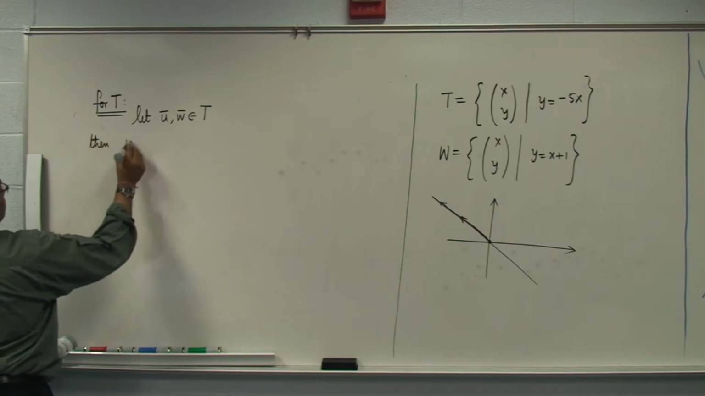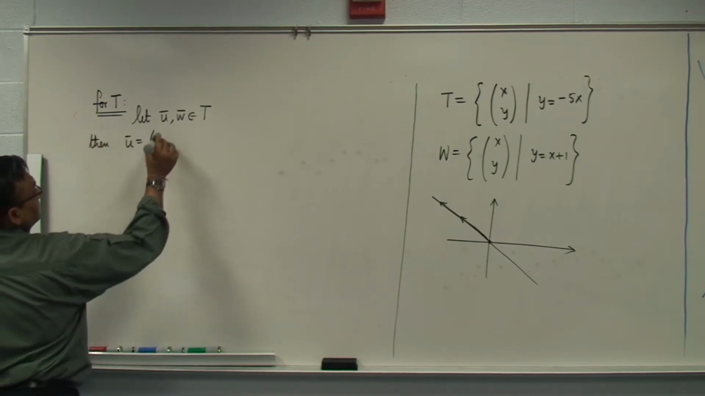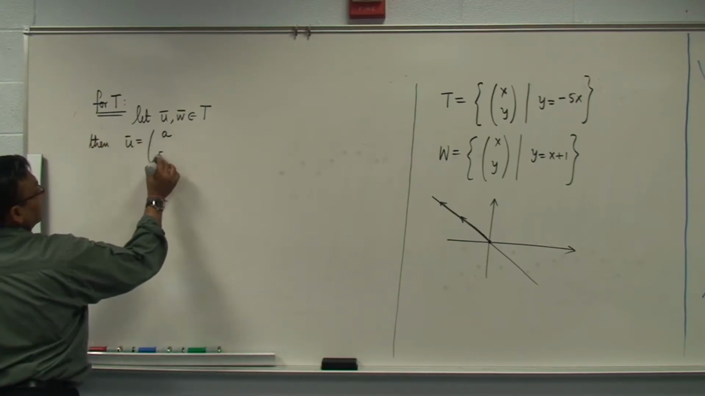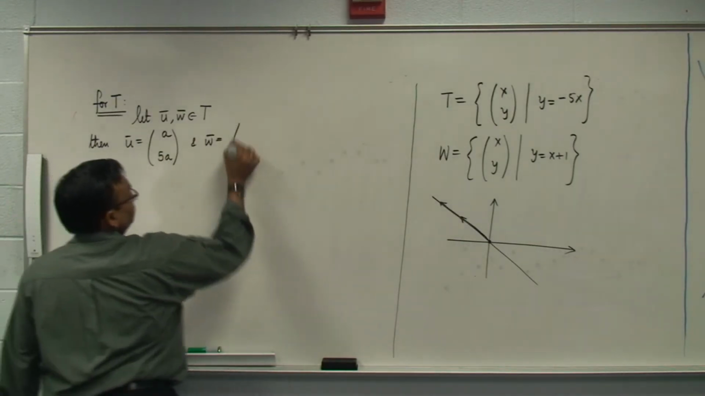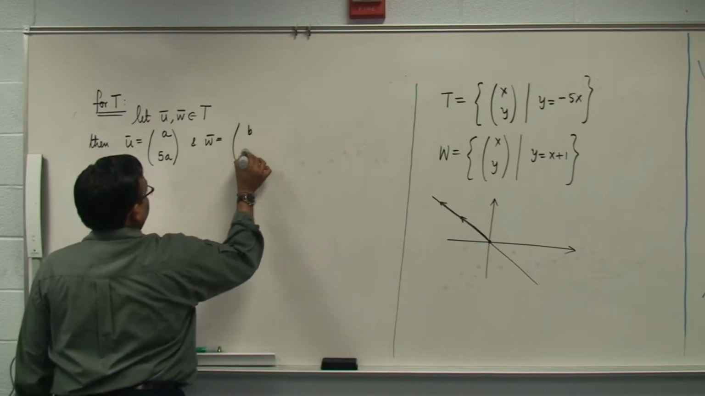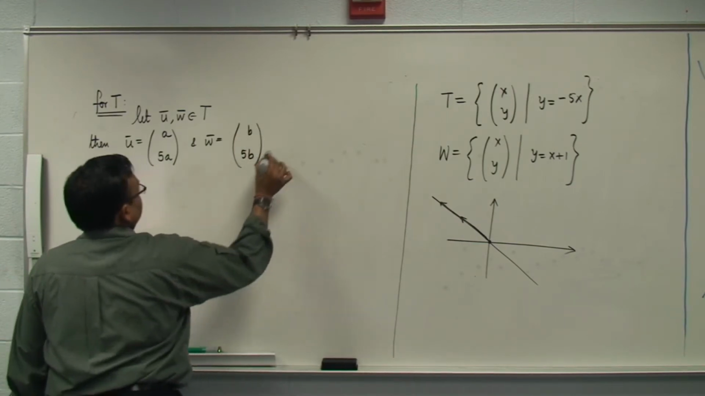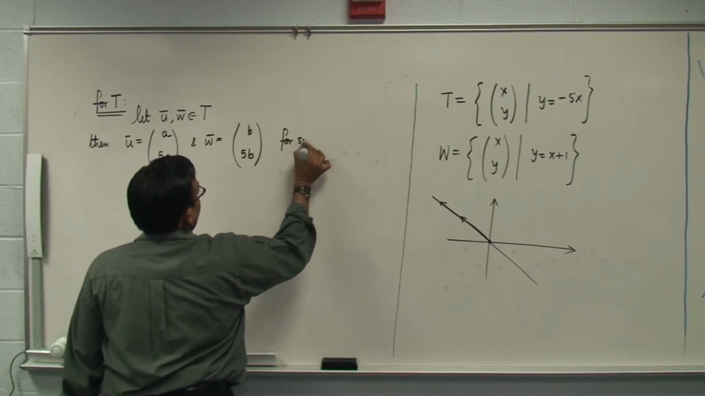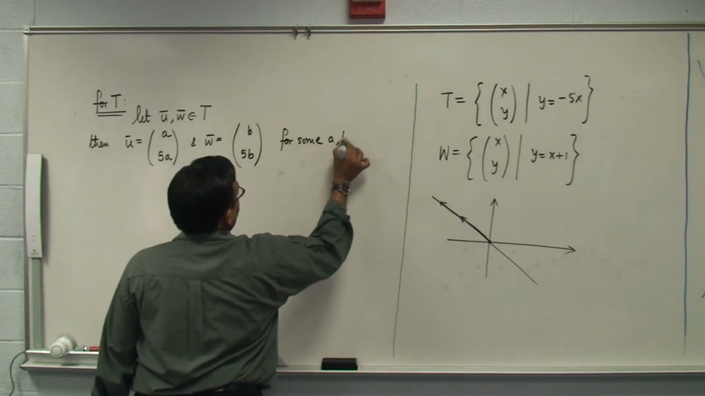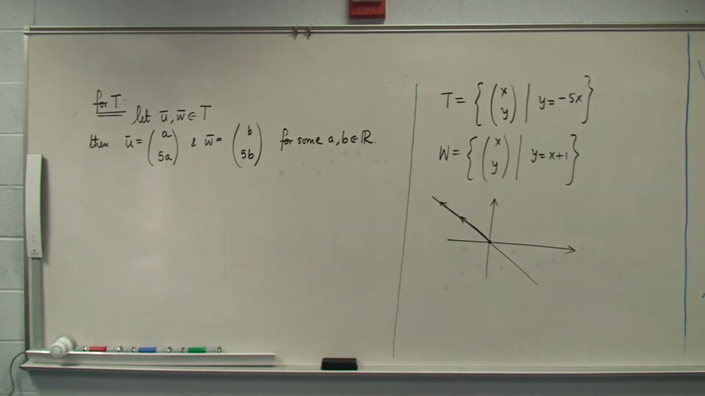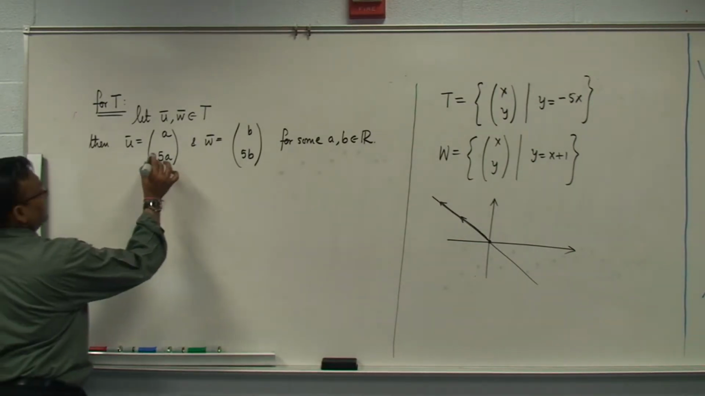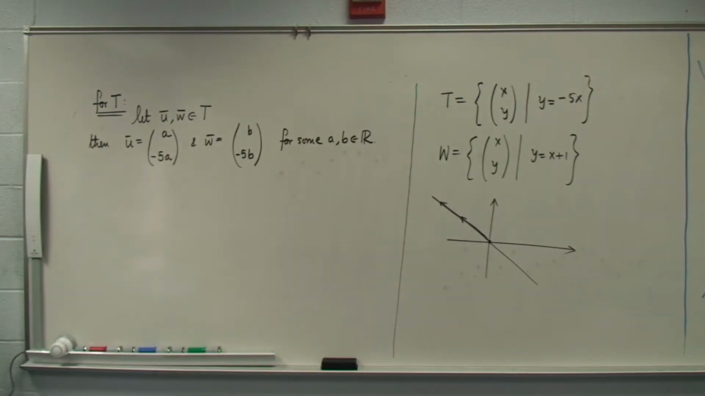Then that means U must be of the form (A, -5A), and W would be of the form (B, -5B), for some real numbers A and B. Oh, I'm sorry, it should be minus 5A and minus 5B.